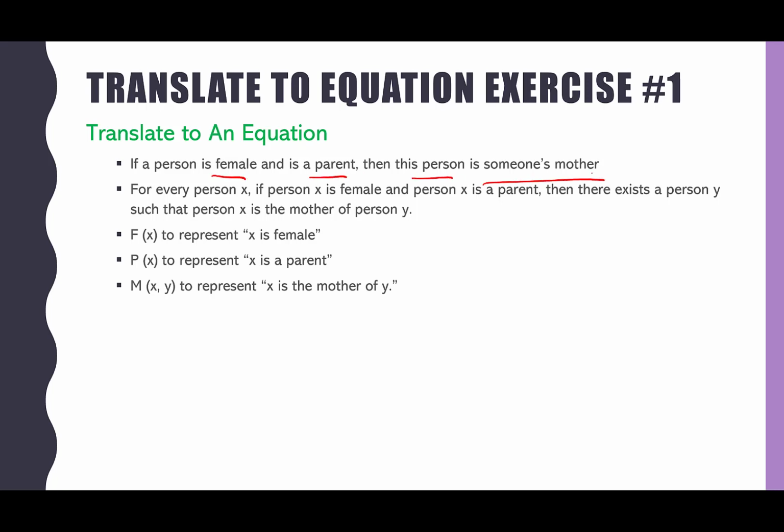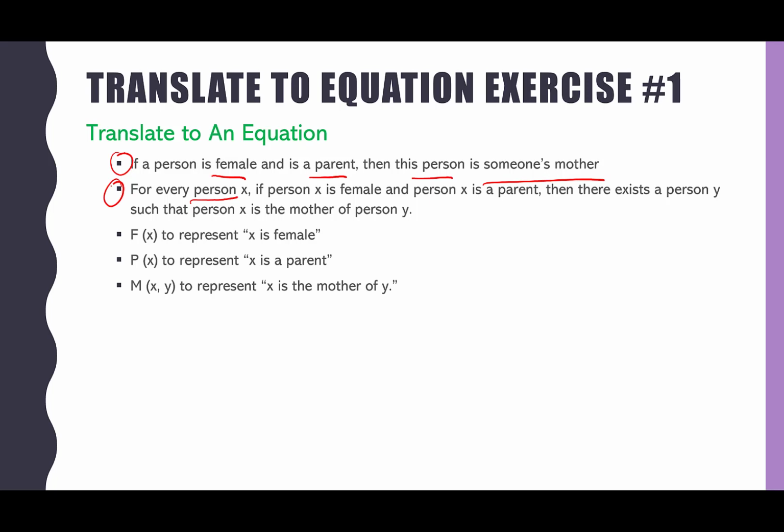All right? So for every person X, what we're doing is translating this from English into an equation. You have to be able to do this both ways. But particularly when you're writing a proof, you start off with the English and you turn it into math. So we're going to change this into some formalized, robotic way of saying the same thing.